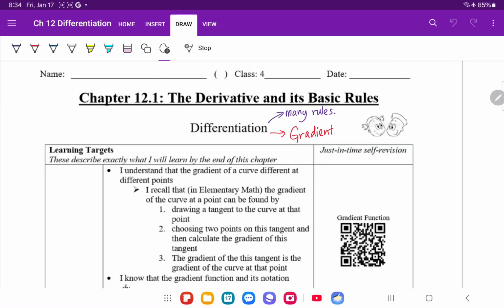This is the video lesson for the lesson on 17th of January, Friday, that some of you were absent for, the A Maths lesson. Now, in this lesson, we continue with topic 12.1 on the derivatives, basically dy dx and differentiation, and some of the basic rules.